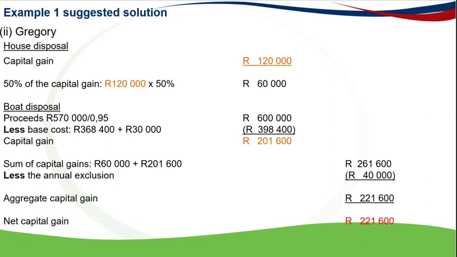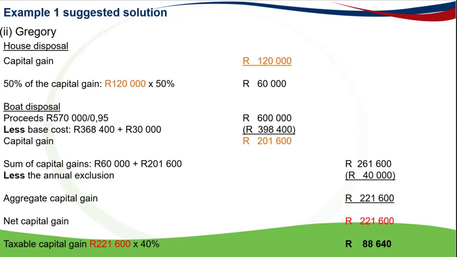Finally, the taxable capital gain is the net capital gain multiplied by the inclusion rate. And that will give us the final figure of 88,640,000 as Gregory's taxable capital gain.